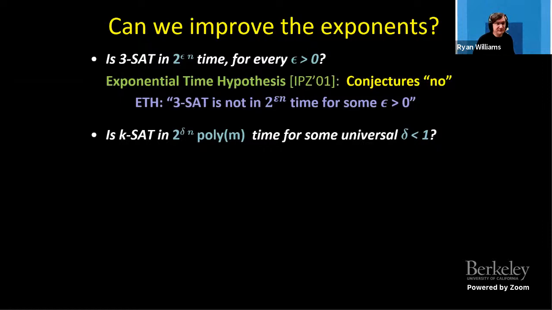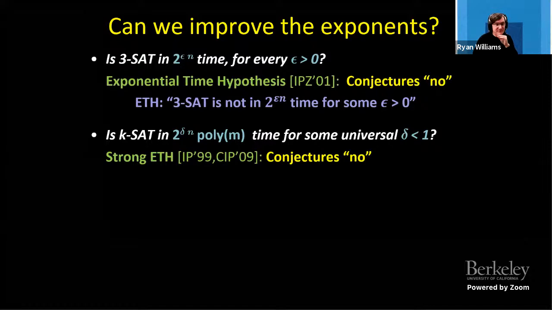Another, maybe weaker, question is: is k-SAT in 1.9999 to the n time for some string of nines? So is k-SAT in 2 to the delta n times poly(m) time for some universal delta less than 1? Can I get some fixed exponent improvement regardless of what k is? Universal means independent of k. So strong ETH conjectures no, that this is not possible.